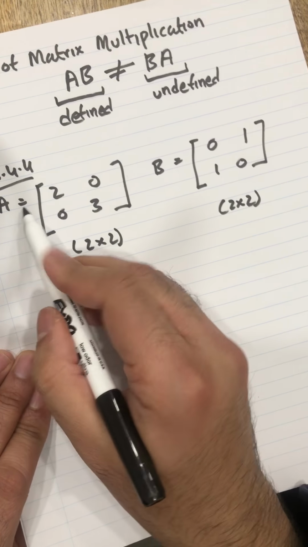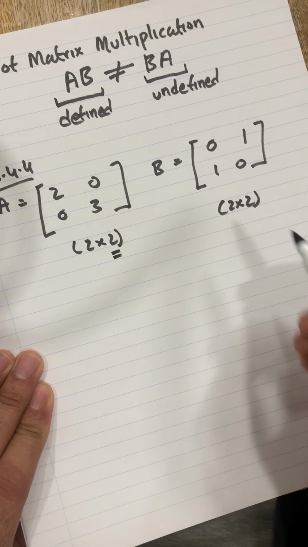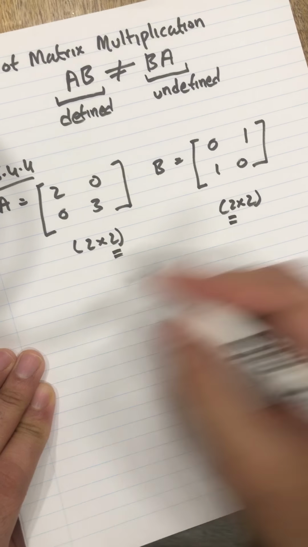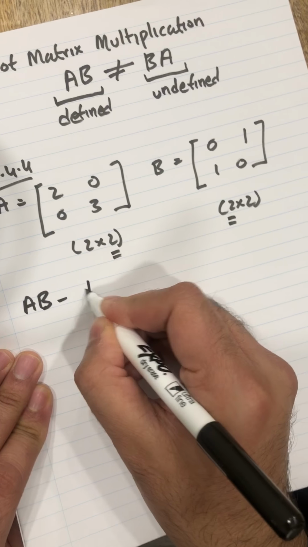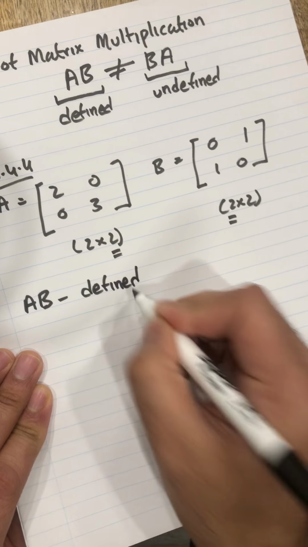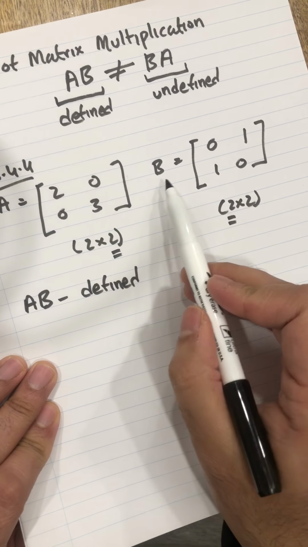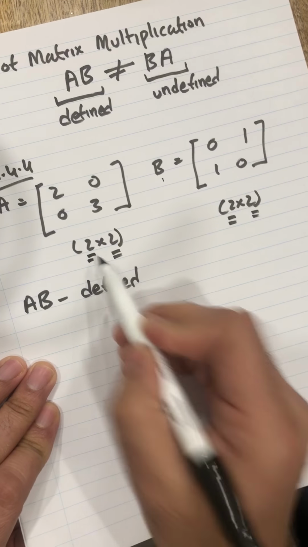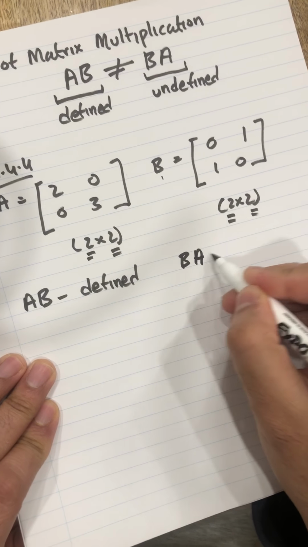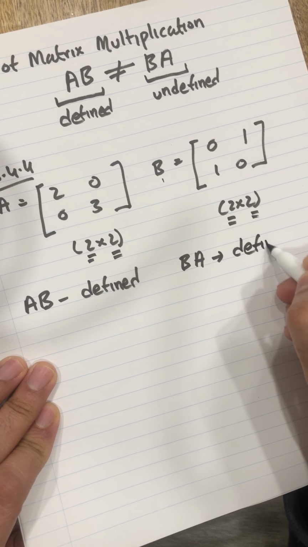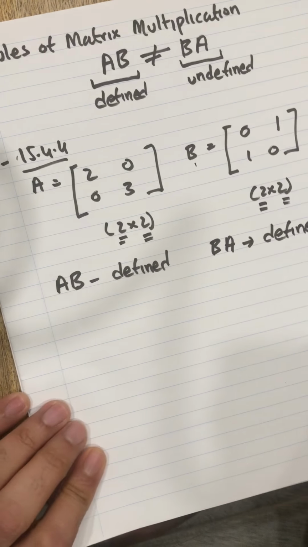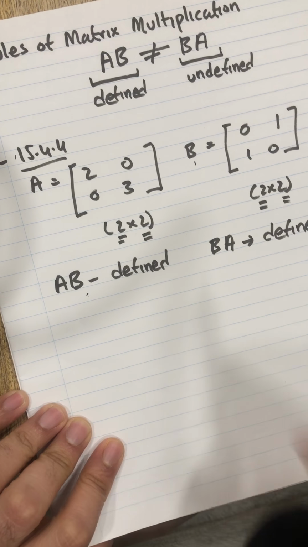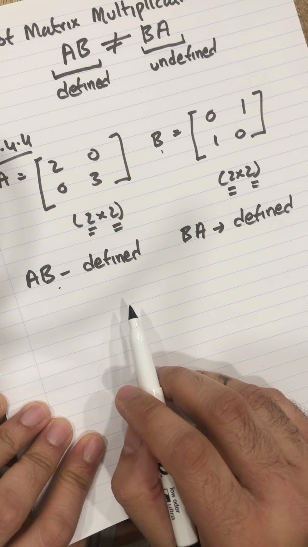So if you're doing A into B, the number of columns in A equals the number of rows in B. That means A into B is defined, right? But suppose you're doing B into A. The number of columns in B equals the number of rows in A. So that means the product of B and A is also defined. But when you do A into B, you'll see that the matrix you get is not the same as the matrix you get when you do B into A.